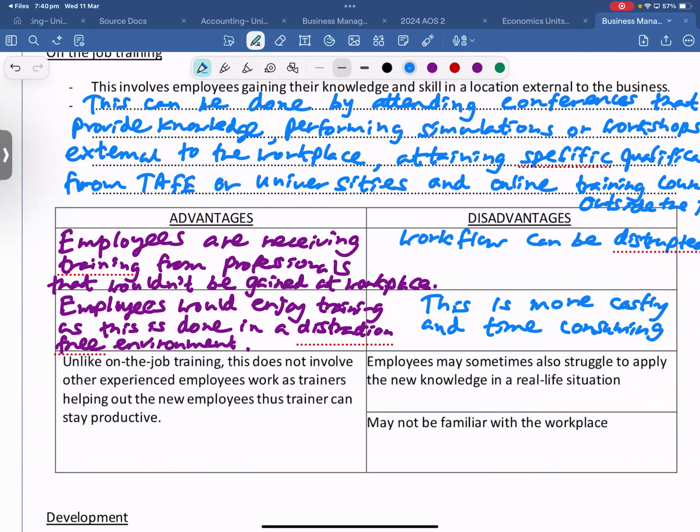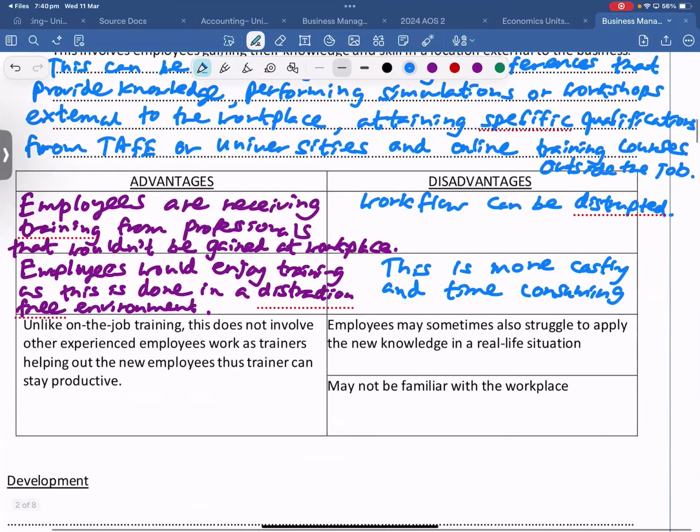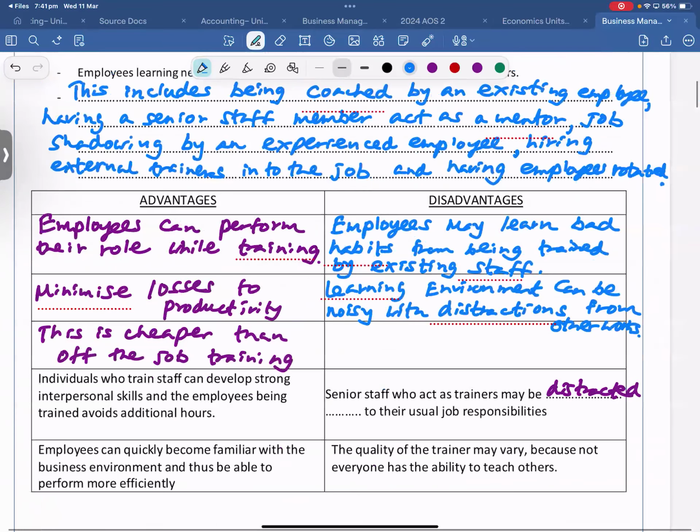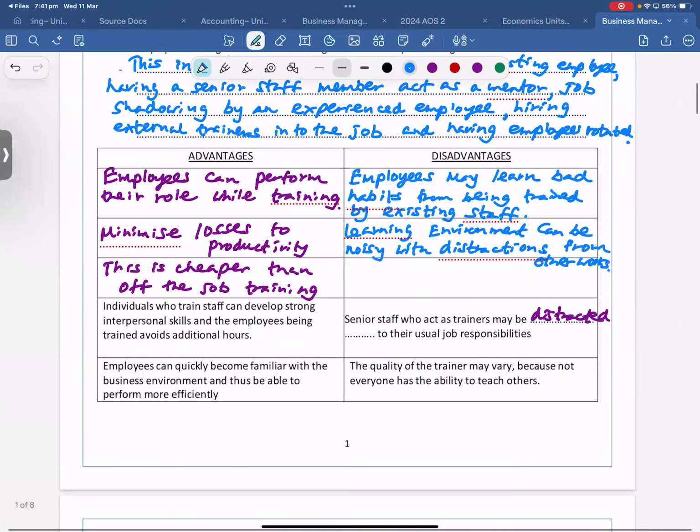Benefits of on-the-job training is employees are familiar with the setup there, the machinery, facilities, equipment, technology. But when it comes to off-the-job training, the disadvantage is that employees may sometimes struggle. They are not familiar with the workplace, right? So always when you remember one set, the opposite of that will be the disadvantages of the other method, right? Similarly, now let's go through the disadvantages of on-the-job training.